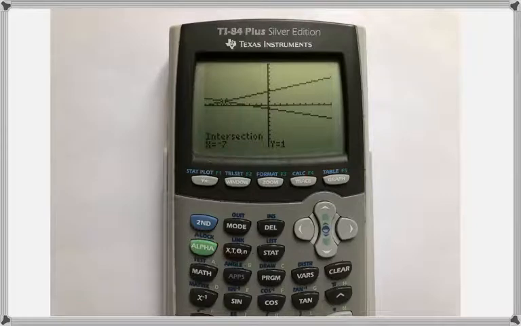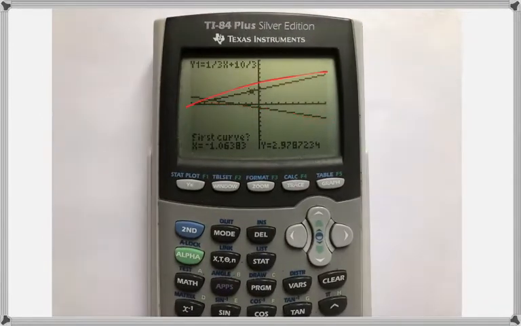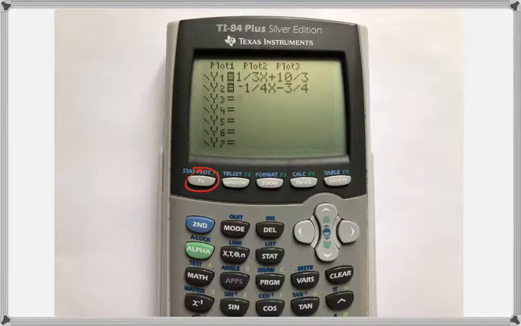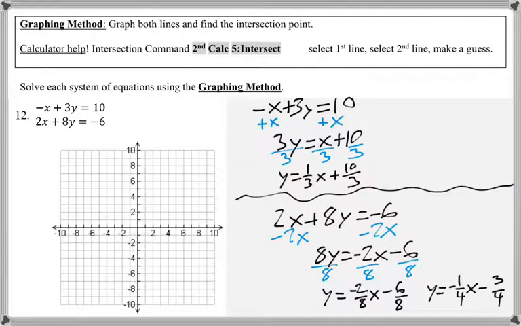So again, press enter 3 times after choosing the intersection command. So it's select the first line, select the second line, and then make a guess. Okay, so my intersection point was at negative 7, 1.